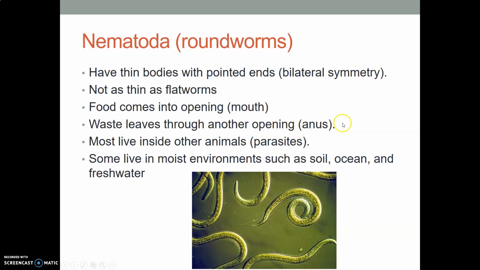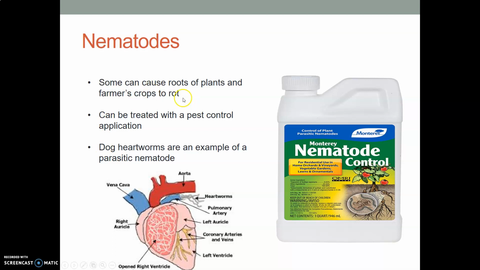Most nematodes live inside other organisms. They're parasites, but some nematodes just live in things like the soil, ocean, or fresh water. They have to be near a water environment, a moist environment. Nematodes, some of them can cause roots of plants and farmers' crops to rot. So some farmers might have to put out a nematode pesticide. That way their crops don't die. They treat it with a pest control application.